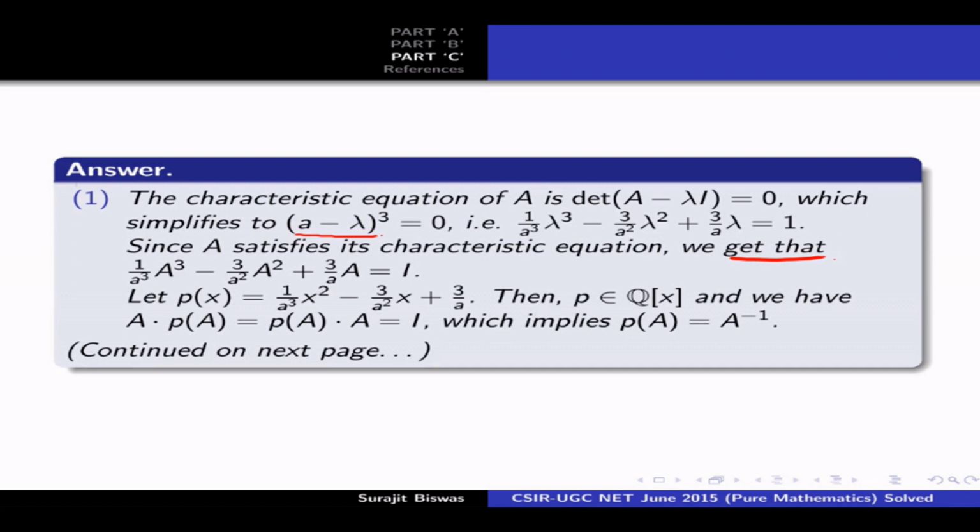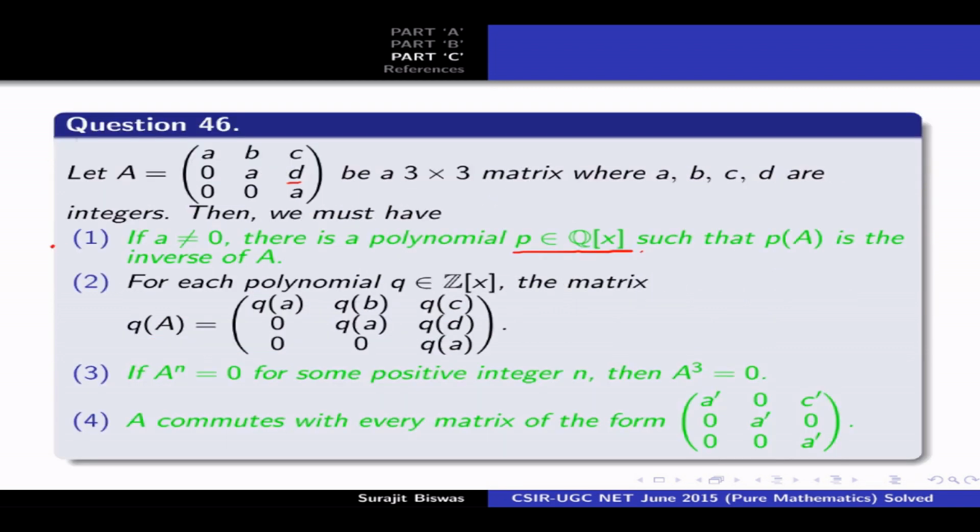And this can be factorized, that is, A times something, we can write this. So let p(x) be the left out part, after taking A out from here, that is, let p(x) equal to 1/a³ x² minus 3/a² x plus 3/a. Then p belongs to Q[x], of course, and we have that A·p(A) equal to p(A)·A equal to identity, which implies that p(A) equal to A inverse. Okay, so this shows that option 1 is correct.